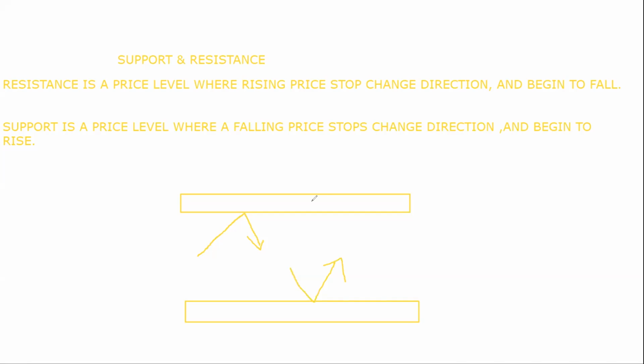So that's the basics of support and resistance, of how the market usually behaves when it reaches a resistance based on previous historic data, where each time price gets there, it rejects and starts to go down, or a support level where each time price gets there, it starts to go up.